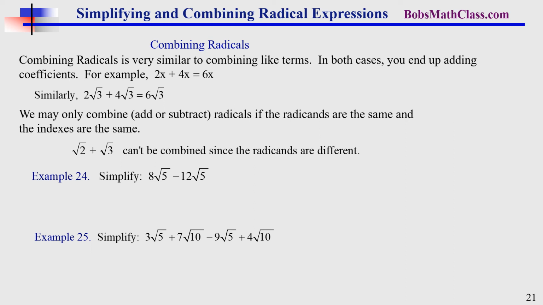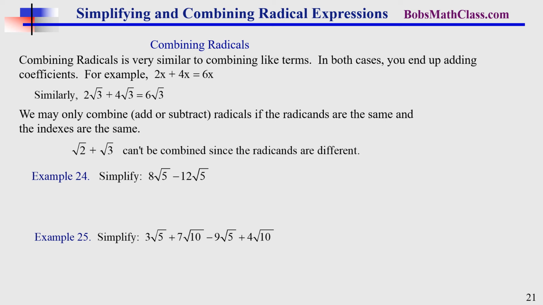So you can only combine, which means add or subtract radicals, if the radicands are the same and the indexes are the same. So if we have square root 2 plus square root 3, there's nothing that we could do with that. They're not like terms. Since the radicands are different, we're all done. Okay, not too bad, right?